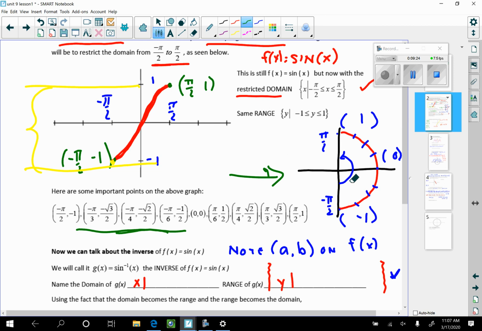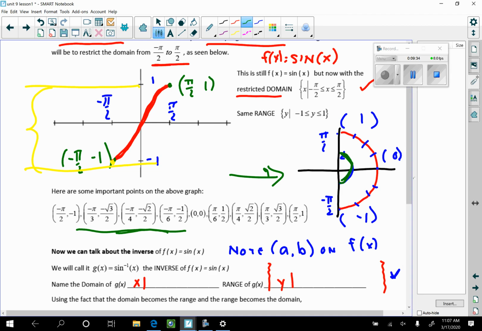And if I look, because my domain goes from -pi over 2 to pi over 2 on the unit circle, here's my restricted domain from -pi over 2 to pi over 2. And what are the outputs of these? These are the y values on the unit circle associated with all of these angles: -pi over 6, -pi over 4, -pi over 3, -pi over 2, 0, pi over 6, pi over 4, pi over 3, and pi over 2. That's where those values come from. And these are the important points.